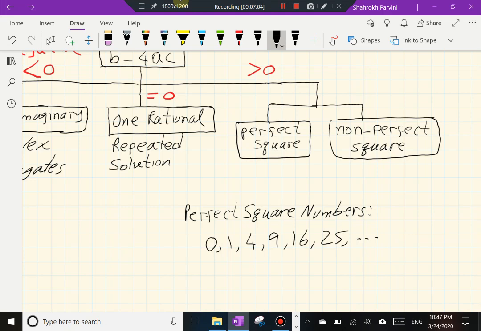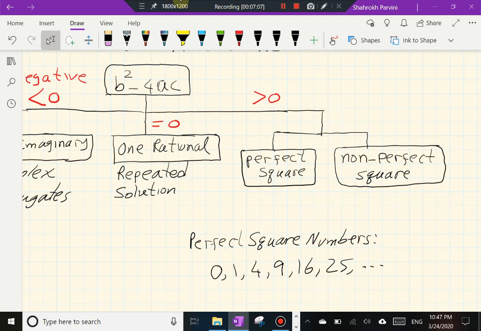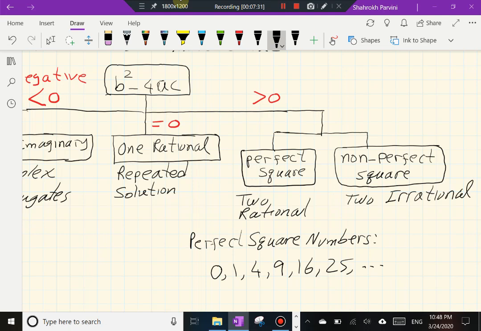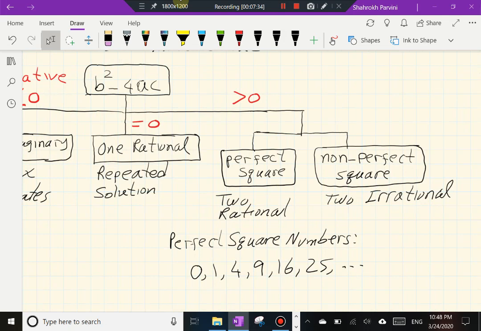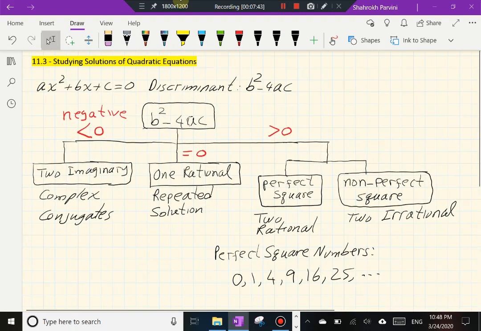So if the discriminant, that's the radicand in the quadratic formula, is a perfect square, then we're going to have two rational solutions. Otherwise, if the discriminant is a non-perfect square, then we're going to have two irrational solutions, and these solutions are going to be irrational conjugates. The book talks about it, so I just mentioned it also. And there you have it. This is pretty much what we want to know in this section.